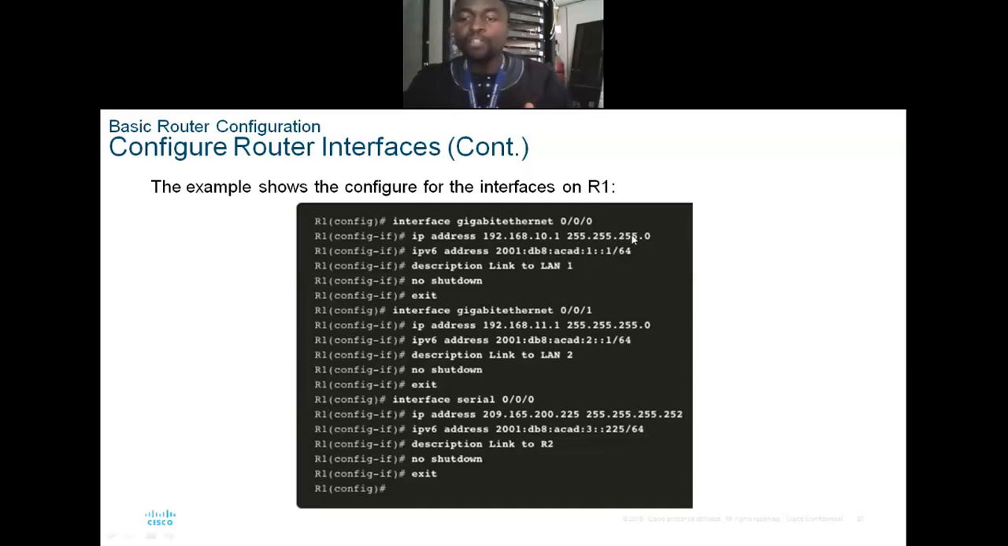In place of the subnet mask for IPv4, if you look at it, this is on the slash notation. This is slash 24, but you write the subnet mask. For IPv6, you put the slash notation, slash 64. Then description link to LAN1, then you do no shutdown. You are done with this interface. It's as simple as that: the IP address, the v6, the description, no shutdown. Then you come to the next interface, you do likewise. Third interface, you do likewise, and you are done.